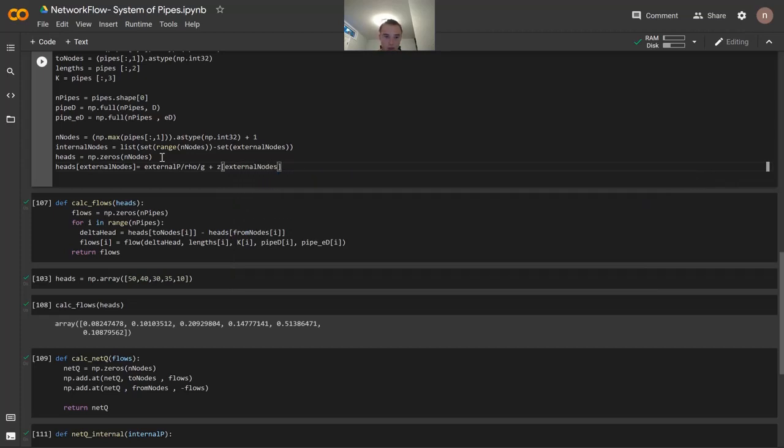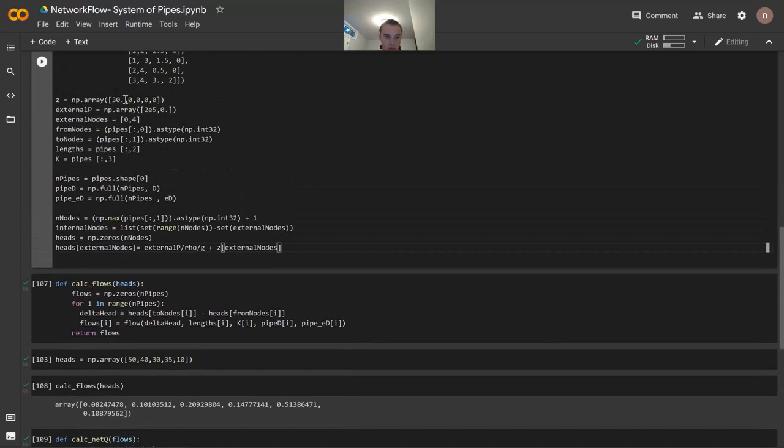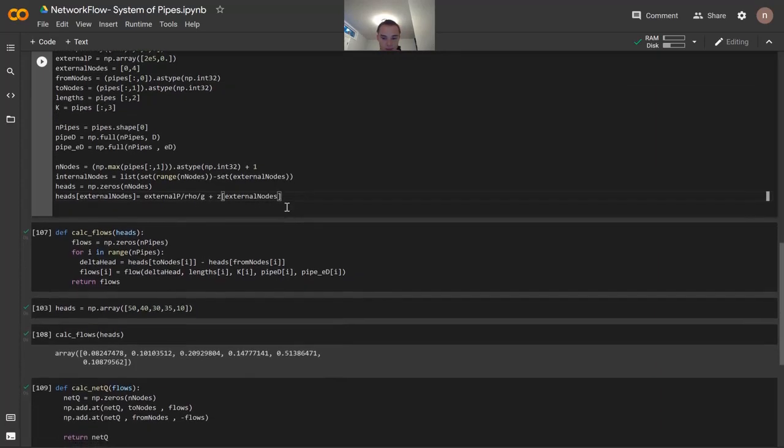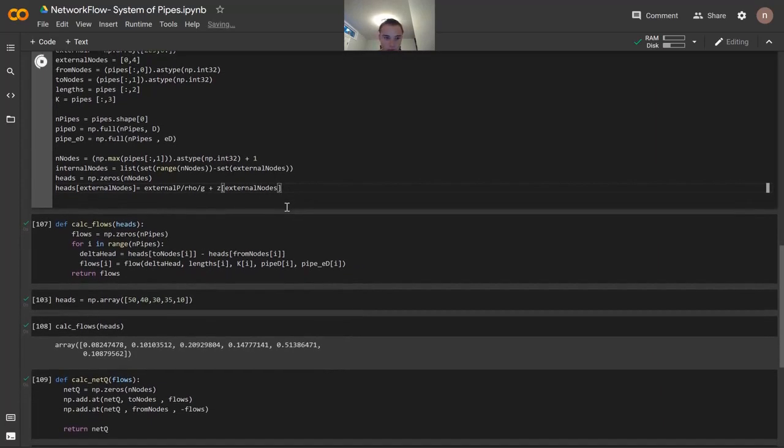which we specified earlier, up here, which will be our elevation at our external nodes. It'll just be 0 and 30, and our internal nodes are all 0. So that should give us our heads at our external nodes. So we'll shift enter that.